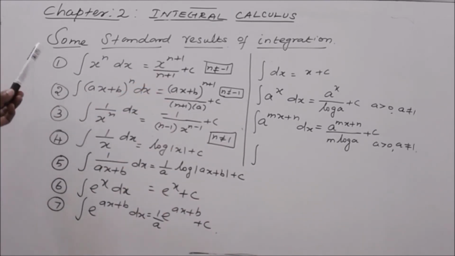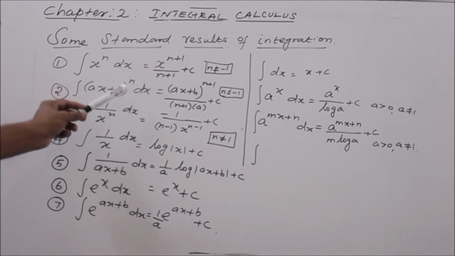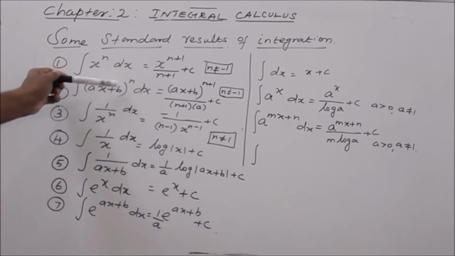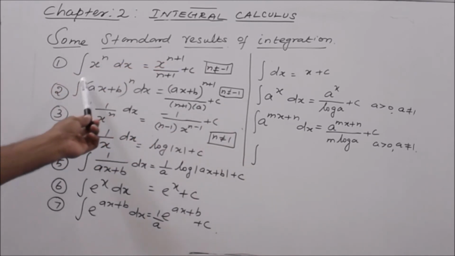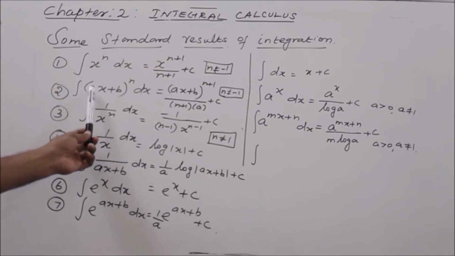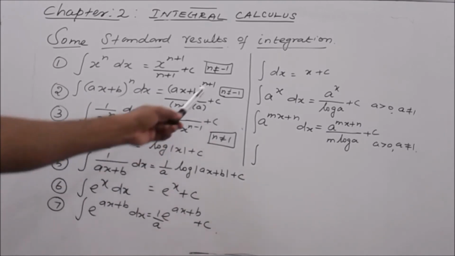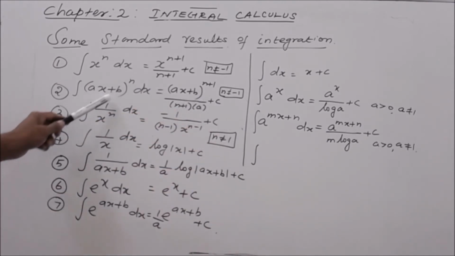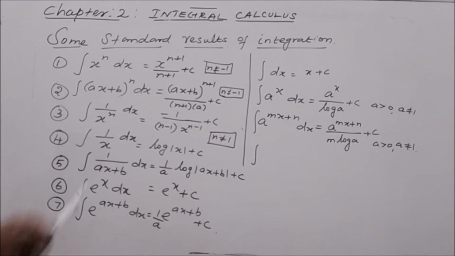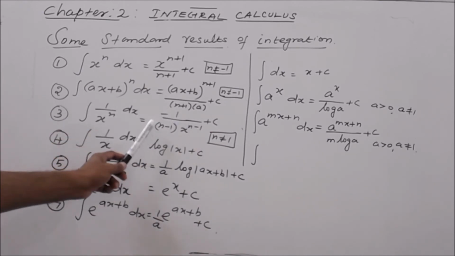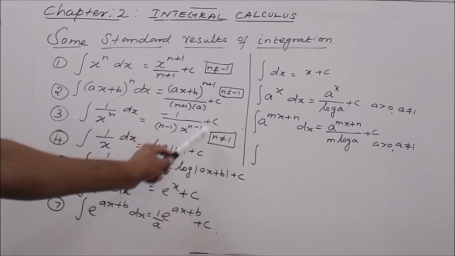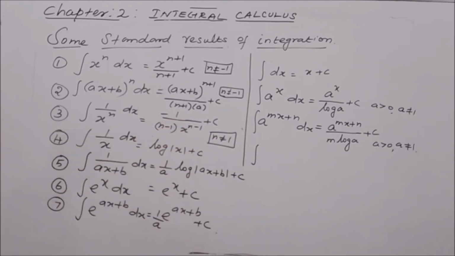And the second one is integral of (ax plus b) whole power n dx is equal to (ax plus b) power n plus 1 divided by (n plus 1) into a. The coefficient of x is multiplied with the n plus 1, plus c. And then here, integral 1 by x power n dx is equal to minus 1 by (n minus 1) x to the power n minus 1, plus c, where n is not equal to 1.